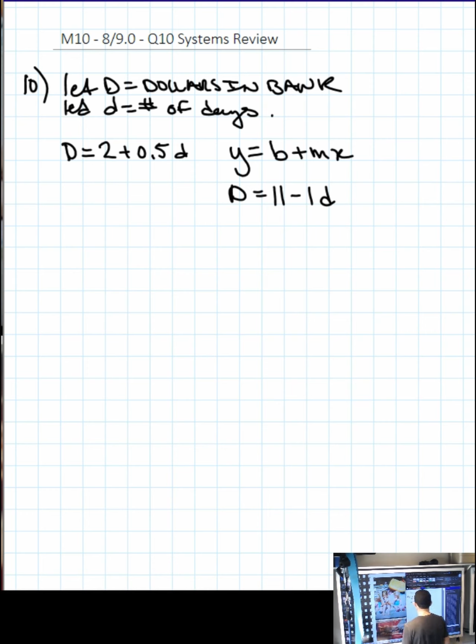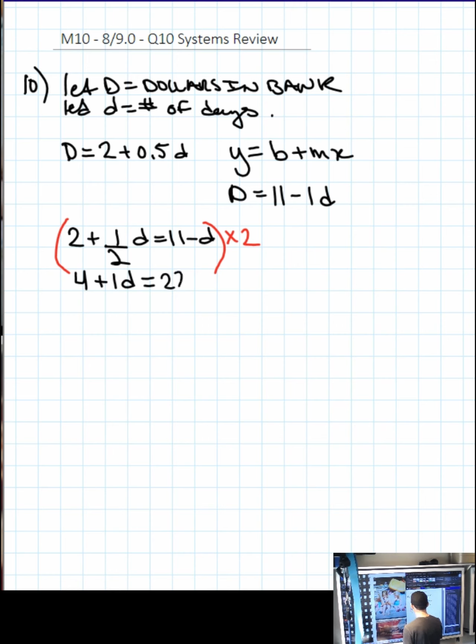So, first of all, let's find the intersection so we can make our equations equal to each other. So 2 plus 0.5d equals 11 minus d. Now 0.5 is just 1/2, so I'm just going to erase 0.5 and replace it with 1/2. I have a 2 on the bottom. To get rid of a 2 on the bottom, I'm going to times both sides by 2. On the left-hand side, we have 2 times 2 is 4. 1/2 times 2 is simply 1d. 11 times 2 is 22. And negative d times 2 is negative 2d.